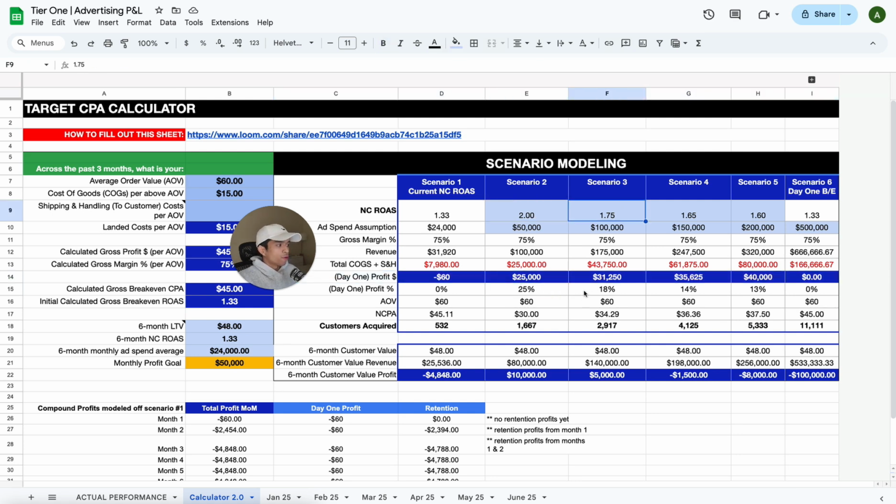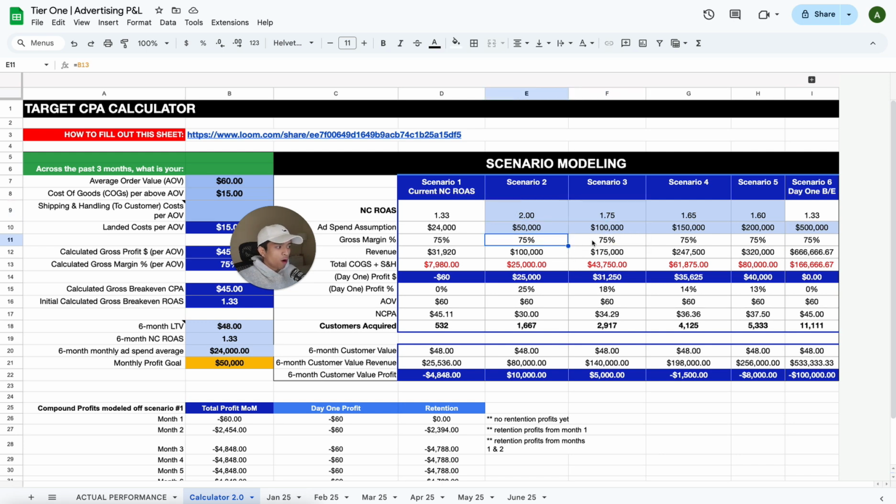So in scenario 3, let's take a look at what happens. We're scaling our budget by 100%. We're going from 50 to 100K. Our return on ad spend, a very common scenario is that as you scale, your return on ad spend is going to drop, or your MER or efficiency is going to drop. So we went from a 2 to a 1.75.